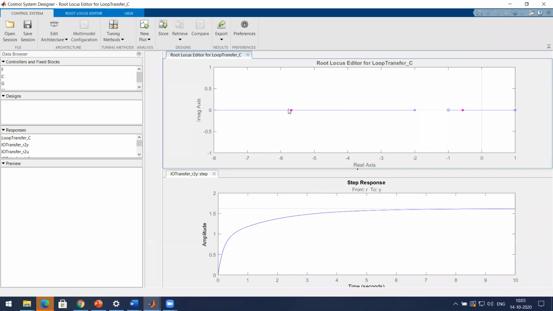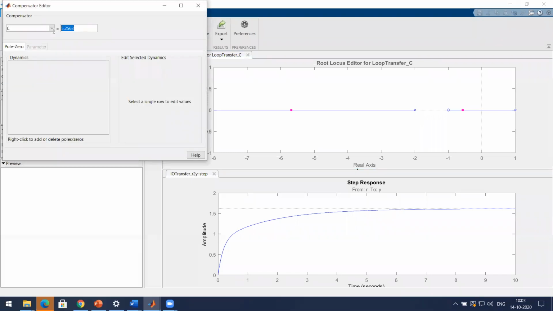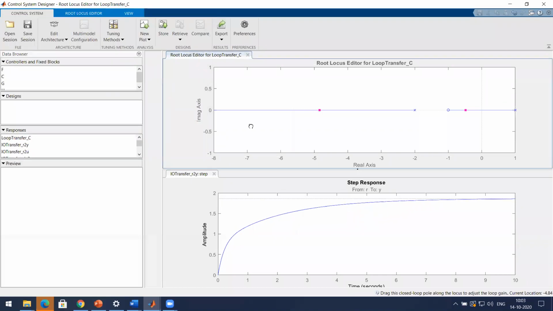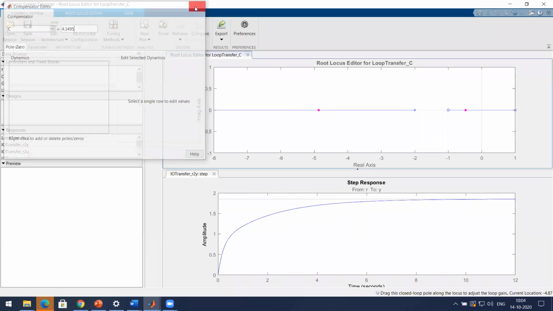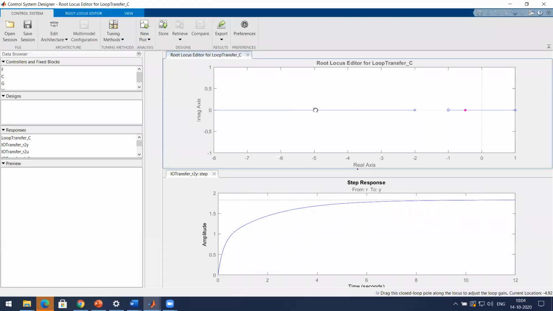For what value of k, that I can get from the root locus design, edit compensator. If I go, I can get the k value here. Okay, if I keep changing this, then the k will change. So the closed loop poles I am changing with k, because k is changing, the closed loop poles are changing. Do you understand this?